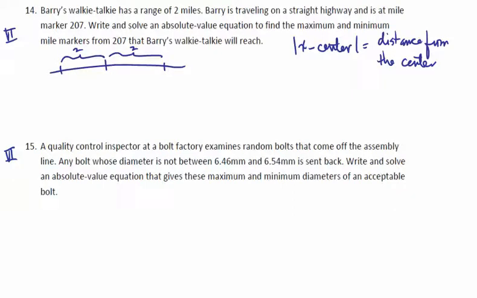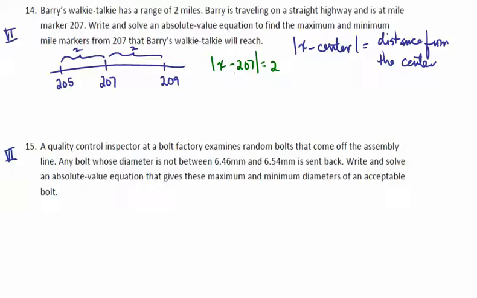So Barry is traveling on a straight highway and is at mile marker 207. So where's Barry? Barry's right there. We want to write and solve an absolute value equation to find the maximum and minimum mile markers from 207. Well, we know if we go down 2, we'll be at 205. If we go up 2, we'll be at 209. So our equation for this is going to be absolute value x minus the center equals the distance from the center.